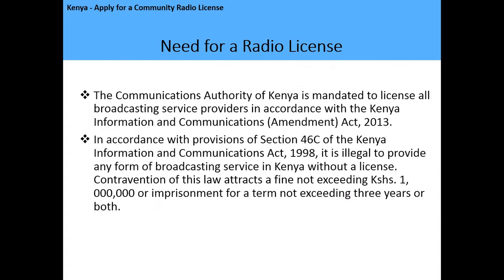The need for a radio license. The Communication Authority of Kenya is mandated to license all broadcasting service providers in accordance with the Kenya Information and Communication Act. In accordance with provisions of Section 46 of the Kenya Information and Communication Act, it's illegal to provide any form of broadcasting service in Kenya without a license. A contravention of this law attracts a fine not exceeding 1 million shillings or a term of imprisonment of 3 years or both. So you need a radio license, and you cannot break this law.